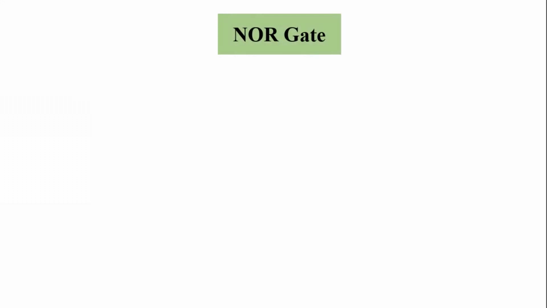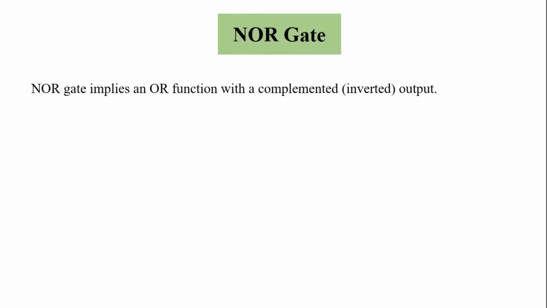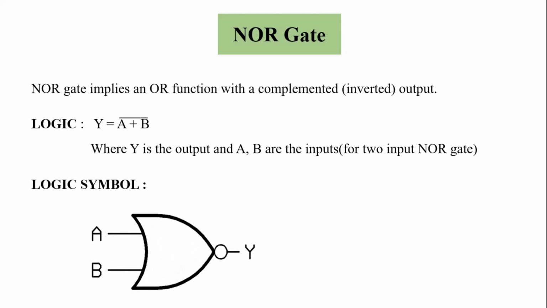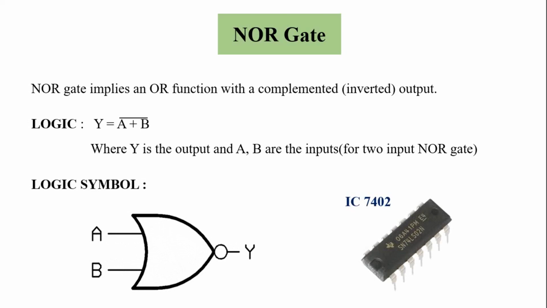Now we move to NOR gate. NOR gate implies an OR function with a complemented output. Logic of two input NOR gate is Y equal to (A plus B) whole bar, where Y is the output and A, B are two inputs. Logic symbol of two input NOR gate looks like this. NOR gate IC number is 7402.